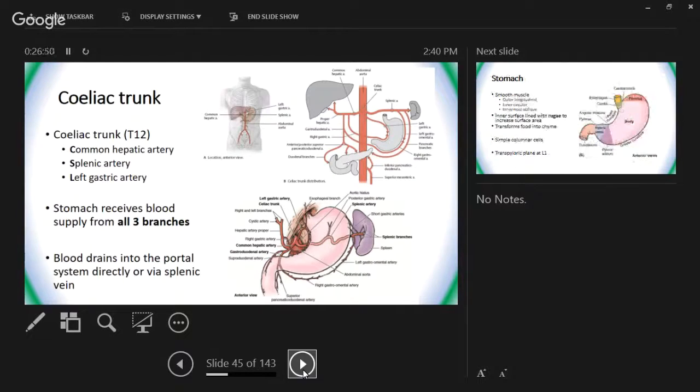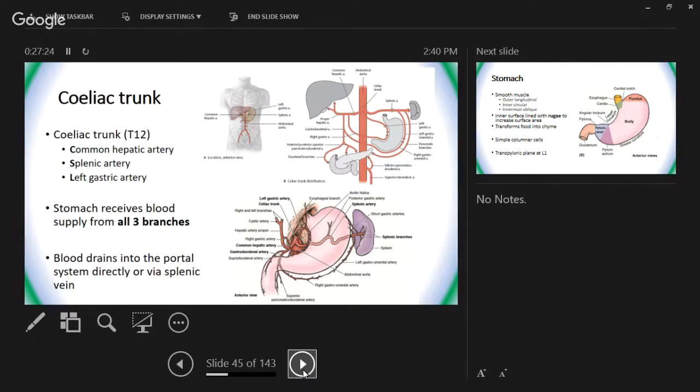Alright, so celiac trunk. T12. And the important thing is the stomach receives supply from all three of those arteries. I think this diagram might be handy to draw it up. Questions on this? So the splenic artery, which is tortuous, and the common hepatic artery, and then the left gastric artery will arise from the celiac trunk.